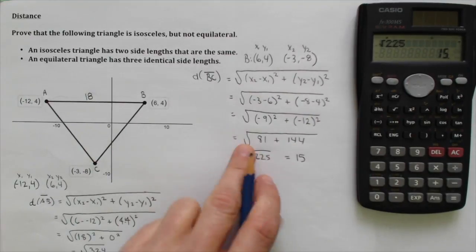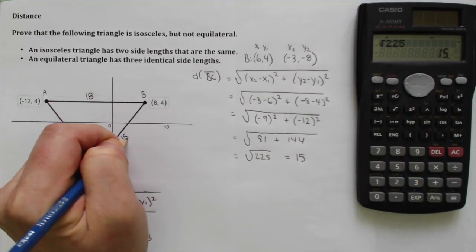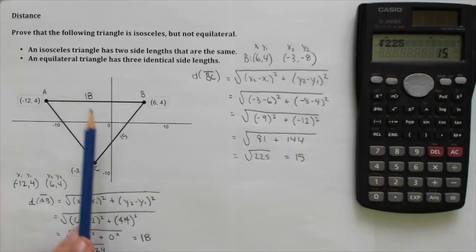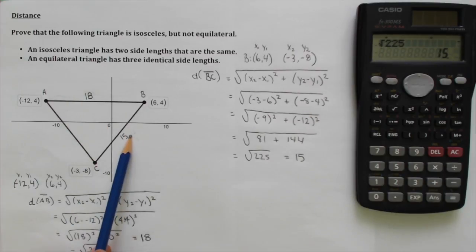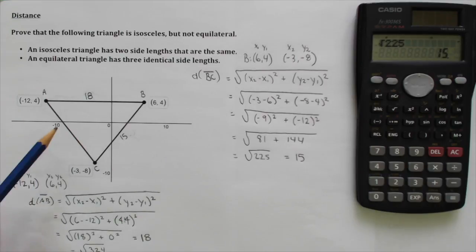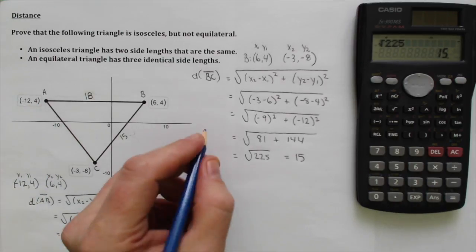So BC is 15. We know right away that we're not dealing with an equilateral triangle, because these would both have to be 18s or both have to be 15s. Since we know it's one of the two, chances are it's going to be isosceles. But we'll prove it by calculating the distance now from A to C.